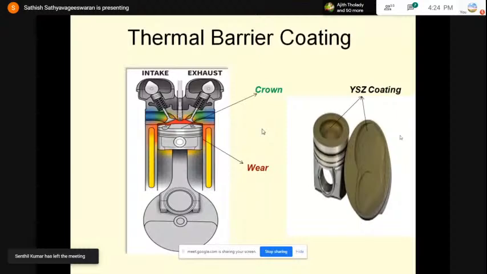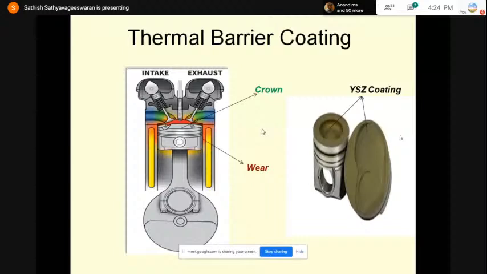There are lots of ceramic coatings available. Among all the ceramic coatings, yttria stabilized zirconia, referred to as YSZ, is said to have the lowest thermal conductivity. If you provide a thermal barrier coating over the piston crown, you can retain more heat, and as a result your efficiency may increase from 33 to 38%. So that is why we are discussing thermal barrier coating.